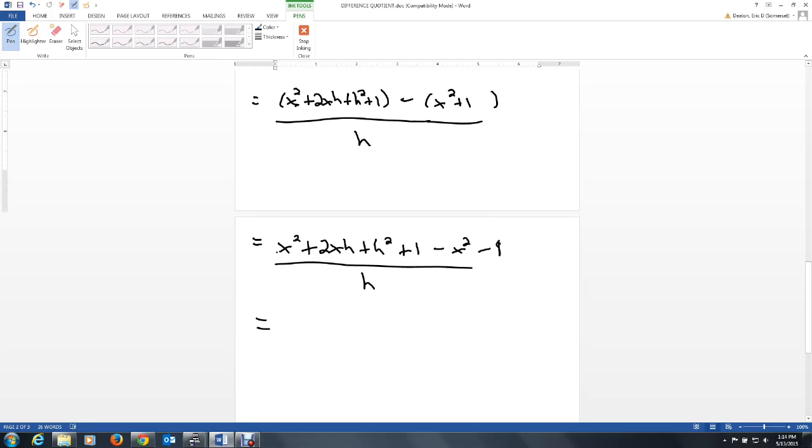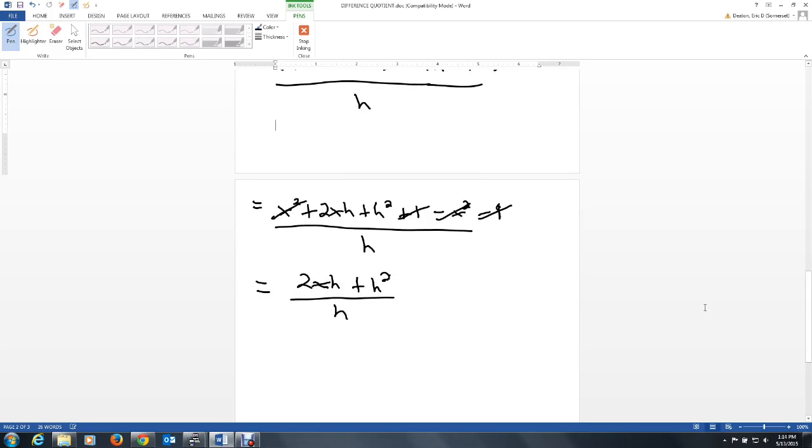Now notice what happens. The x squareds cancel, and these 1's cancel, leaving us with 2xh plus h squared over h. Now, there's two main ways to simplify this. One way is to factor out the h, which is probably the best way, so I'll do that. I'm going to take out the h because it's in both terms in the numerator, so I get h times 2x plus h, over h. And what's going to happen is these h's are going to cancel, and we're going to be left with 2x plus h, and that is the answer.